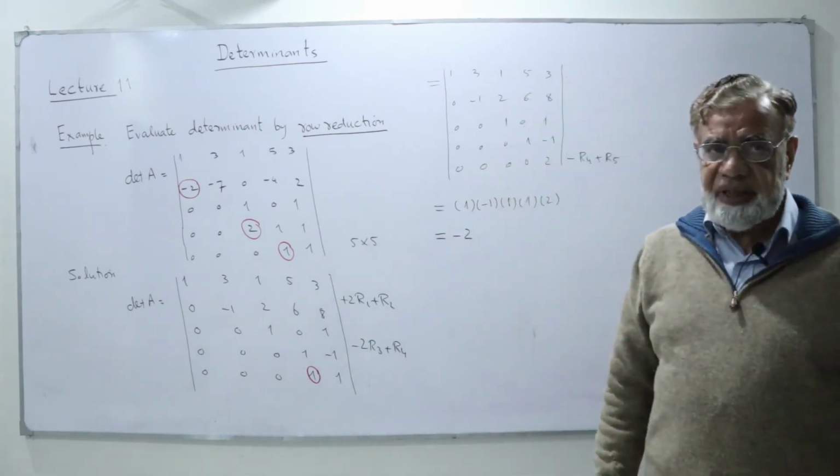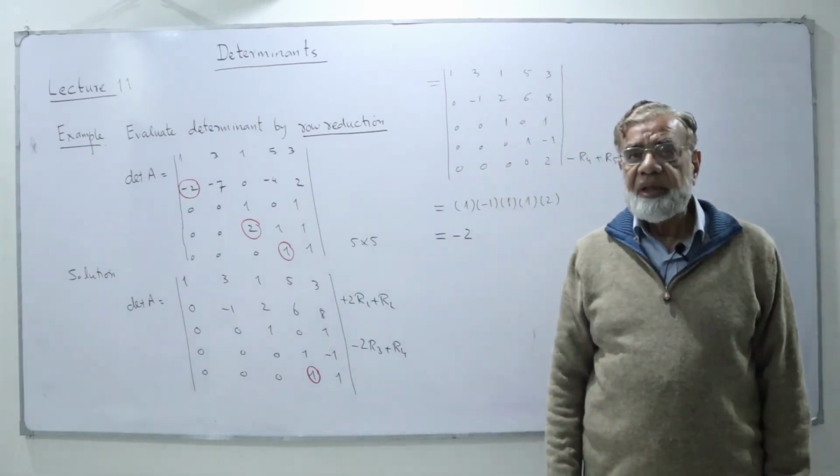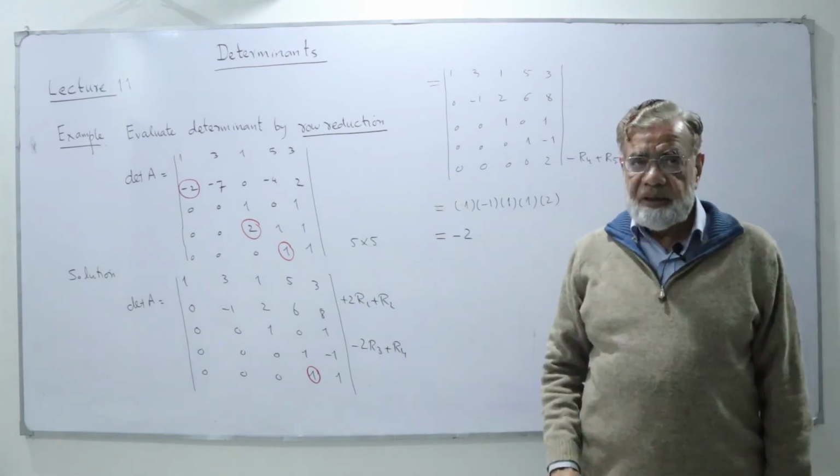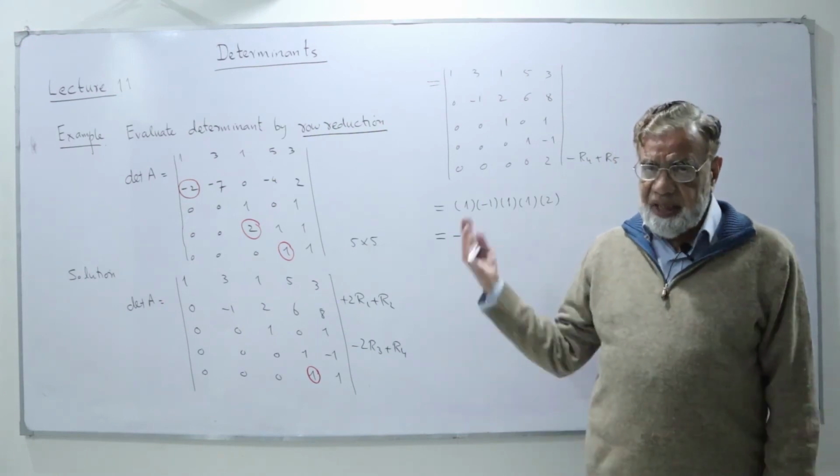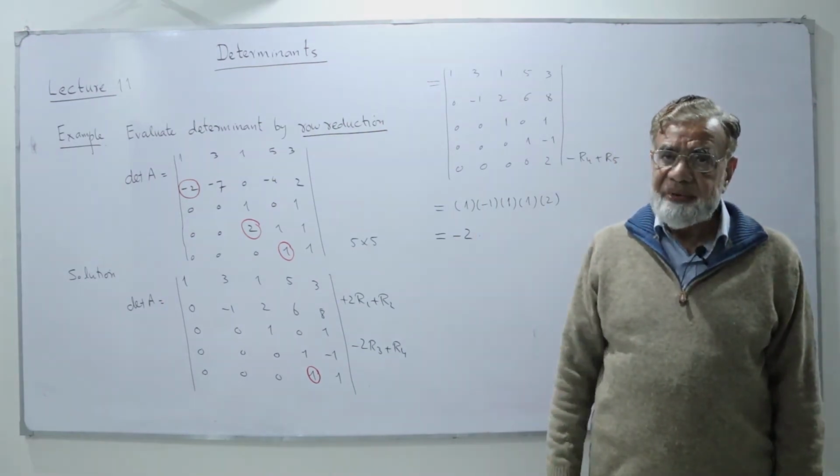The idea is that we can change any given determinant into the form of an upper triangular matrix, diagonal matrix, or lower triangular matrix, whichever is easier, and just multiply the diagonal elements, and you will get the result.